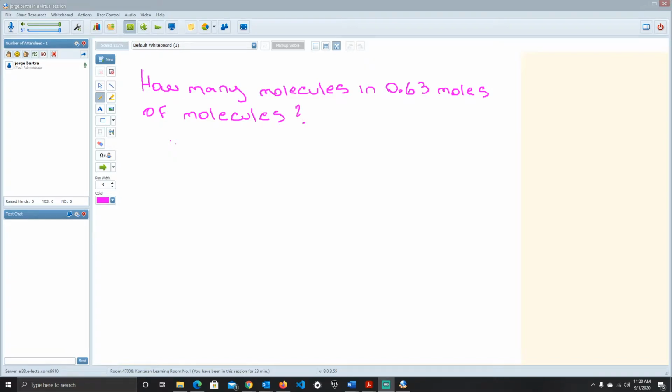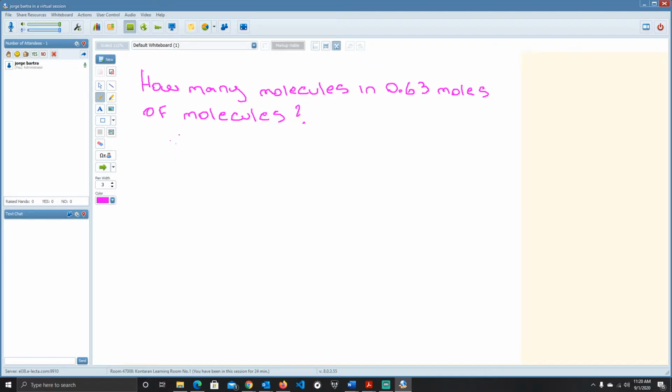They ask, how many molecules in 0.63 moles of molecules? What? Well, it's very easy. It looks like they just wanted to ask how many molecules are in 0.63 moles, but they wanted to specify that it is of molecules. So let's do this one quickly here.